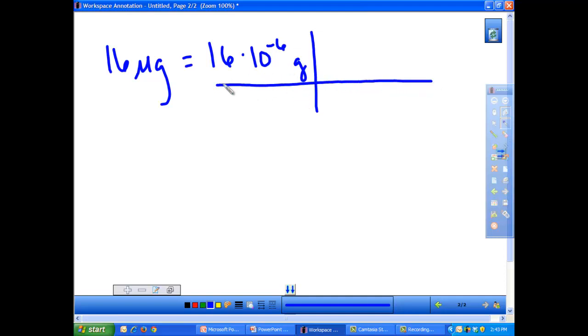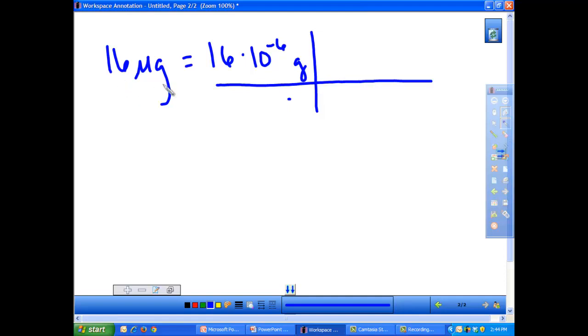Now you guys probably have done this with the picket fence method, and you cross off your units to make everything jive up. And you can do it that way if you'd like. If you know a different way that works for you, please use it. I'm not going to be too picky on the method, as long as I can follow your method and your end answer is the correct one.